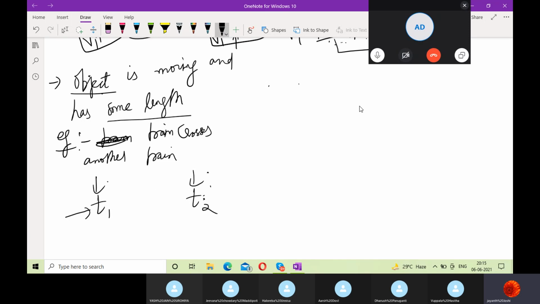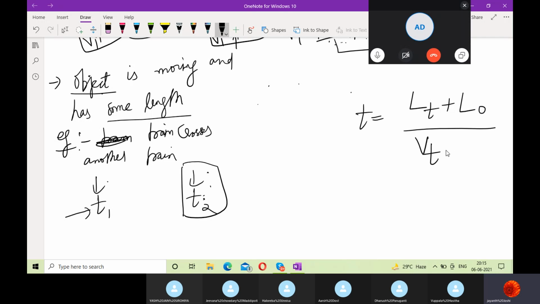So what is the formula? Time taken by a train to cross another train which has some length and which is also not a stationary object, that means which is also moving. The formula would be length of the train 1 plus length of the train 2, that is, we will take that train 2 as object, divided by speed of the train 1 minus speed of the object. Here object means train, moving train.